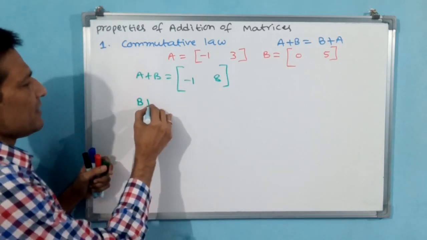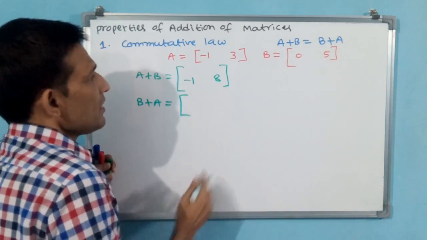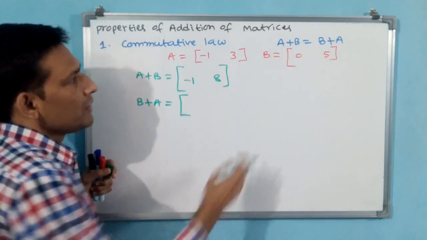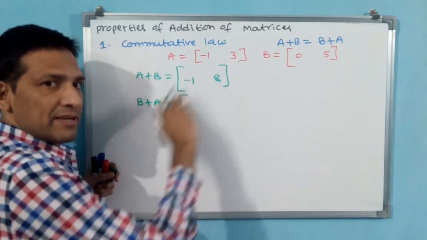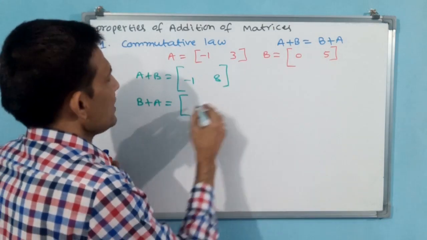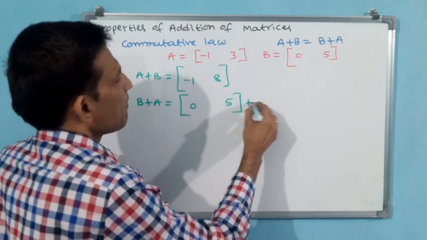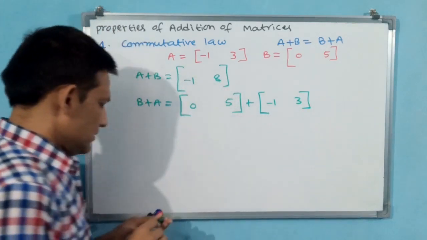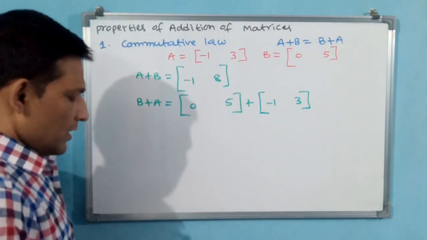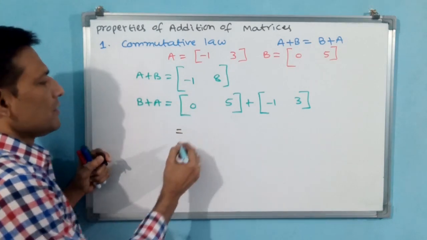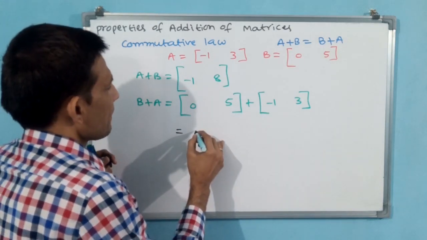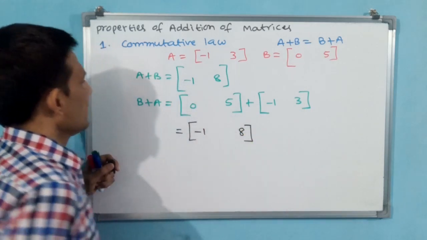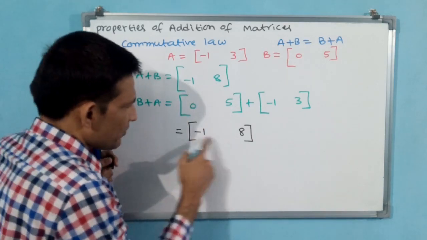Again we write B plus A. B plus A is equal to, see, when B plus A is there, don't take it in a reverse way, you write B and A conveniently. 0, 5 plus, like this you write A, minus 1, 3. Now you perform the operation. 0 minus 1 is minus 1; 5 plus 3 is 8. Okay, now you see A plus B is minus 1, 8. B plus A also is minus 1, 8.